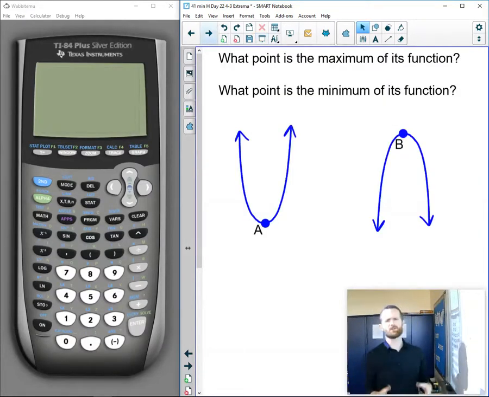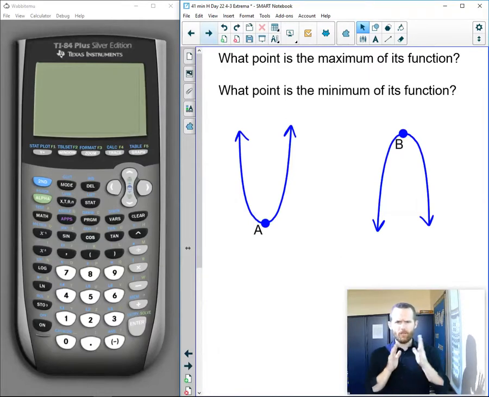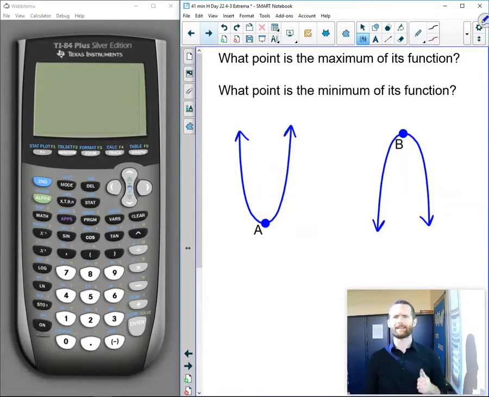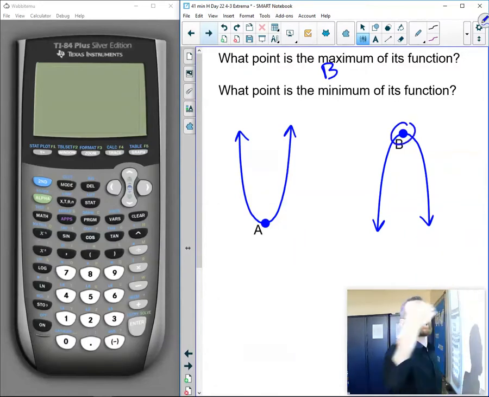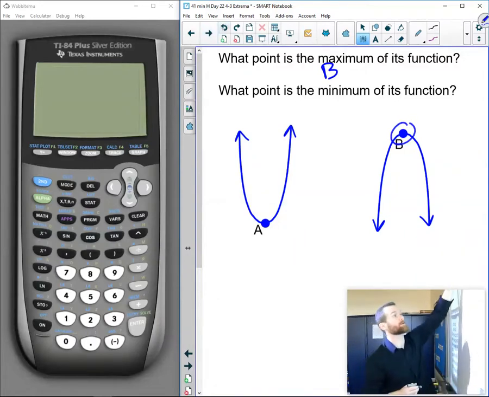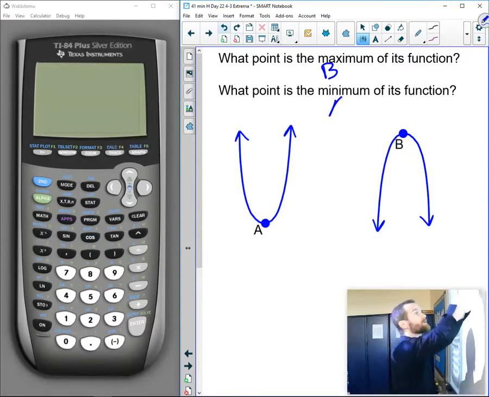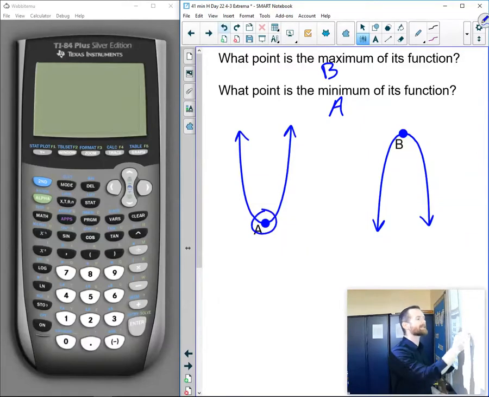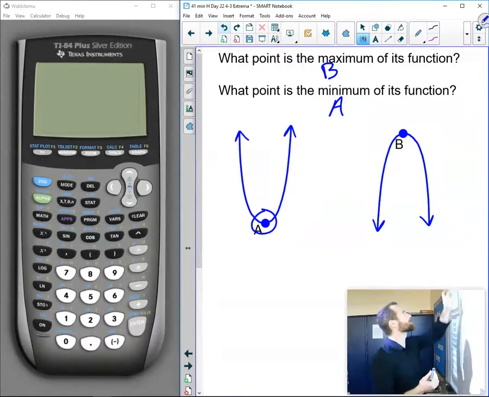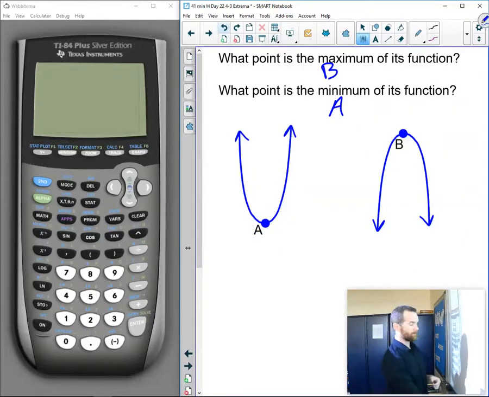All right, let's take a look at a few simple examples here. So we've got two parabolas drawn here, one with vertex A, one with vertex B. And the question is, what point is the maximum of its function? And that would be B. B is the maximum of its function because it's the absolute highest point on that graph. Then the next question is, what point is the minimum of its function? And hopefully we see that would be point A, because point A is the absolute lowest point of that function.